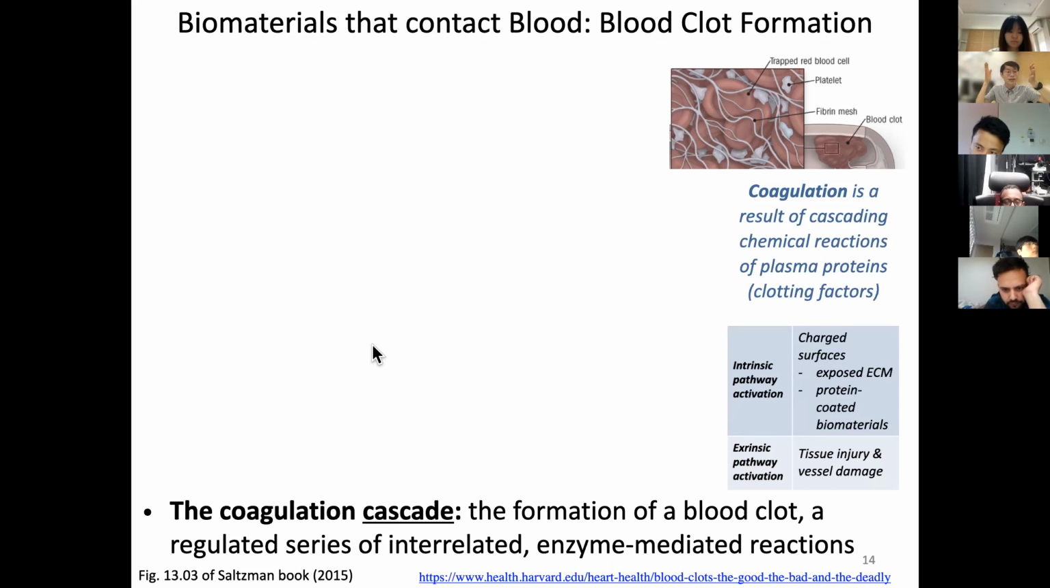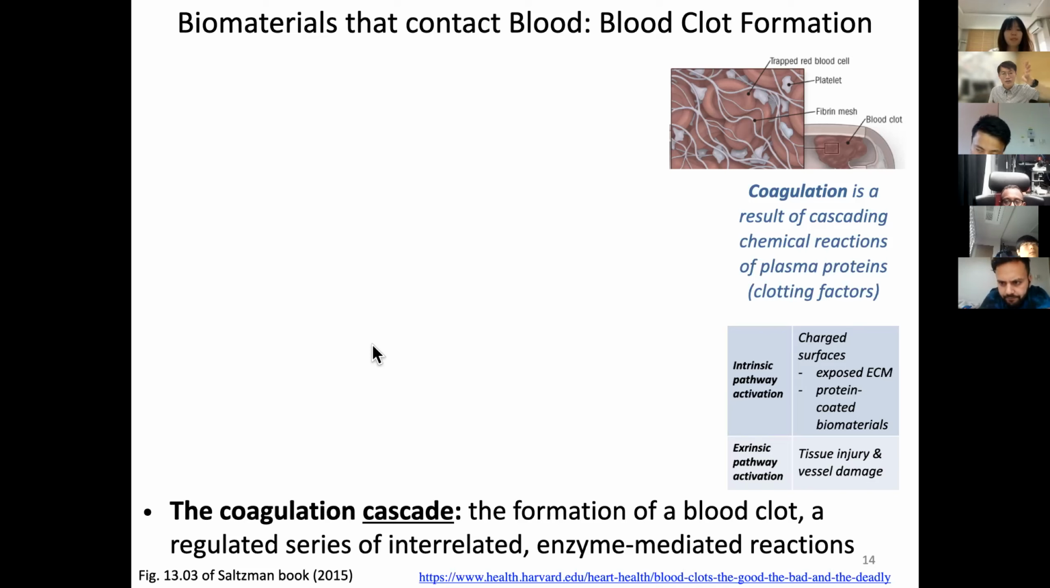First, the extrinsic pathway is caused by external factors, such as tissue injury and vessel damage, which will cause blood clotting, because you don't want to lose your blood volume, which means losing proper pressure. If the blood loss is too much, you can go into a coma because of the shock, as the heart cannot produce enough pressure gradient. So to prevent that, the extrinsic pathway activates to form a blood clot to protect the blood.